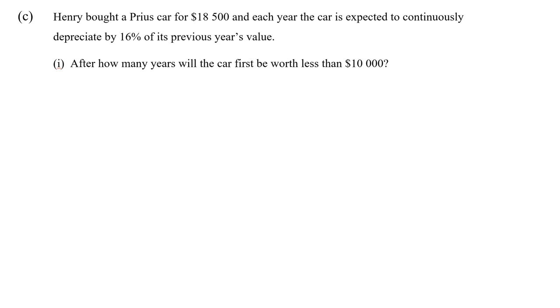So Henry buying his Prius, which is a good car by the way, 18,500, each year expected to continually depreciate by 16% of the previous year's value. So if you were to plot this on a graph, it would start off at 18,500, and then the next year, the next year, the next year, it's going to each year get less of a value, less of an amount.